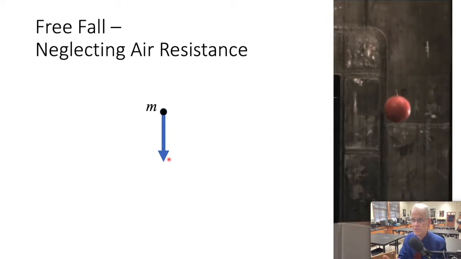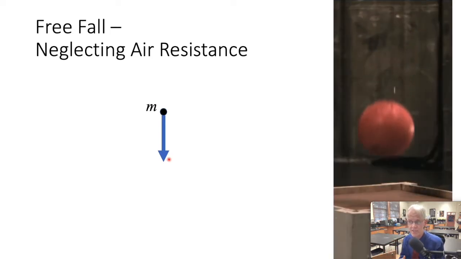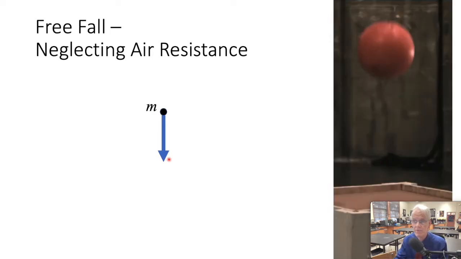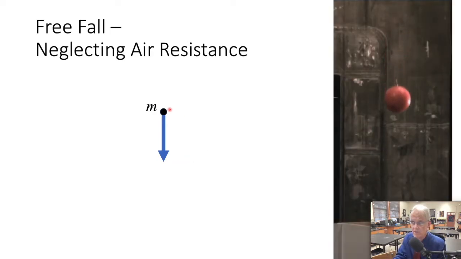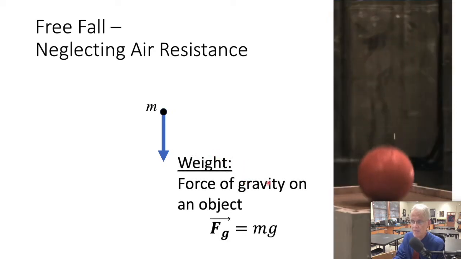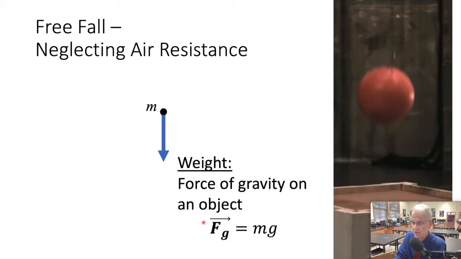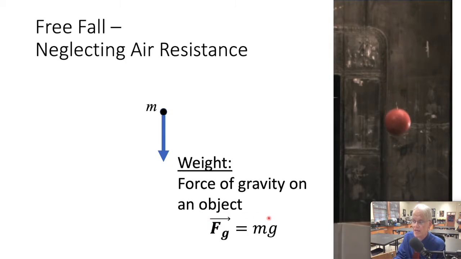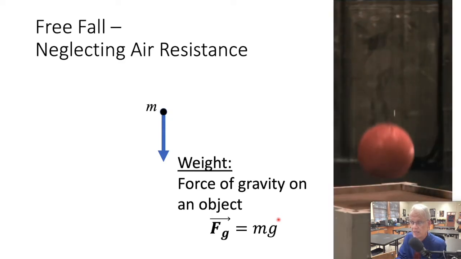For example, something in free fall in a vacuum, or neglecting air resistance, the free body diagram would look like this. Here's the mass. Here is the force of gravity, or the weight. And we calculate the force of gravity by taking the mass times the free fall acceleration, 9.8 meters per second squared.